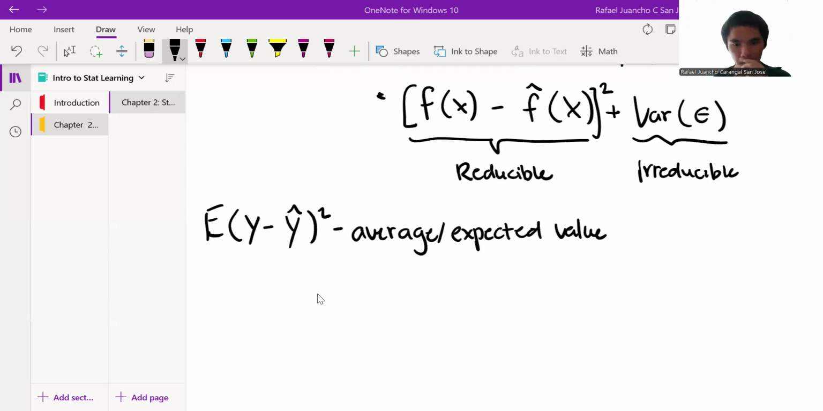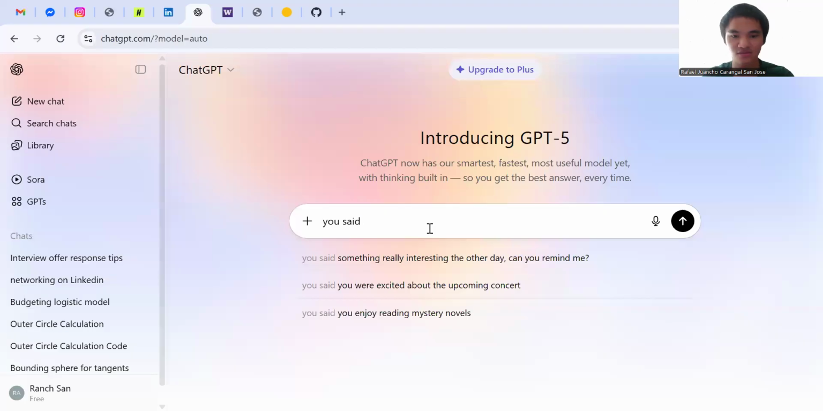Okay, this is something I might ask GPT to explain. Okay, so here is where I asked GPT to explain what these all mean.